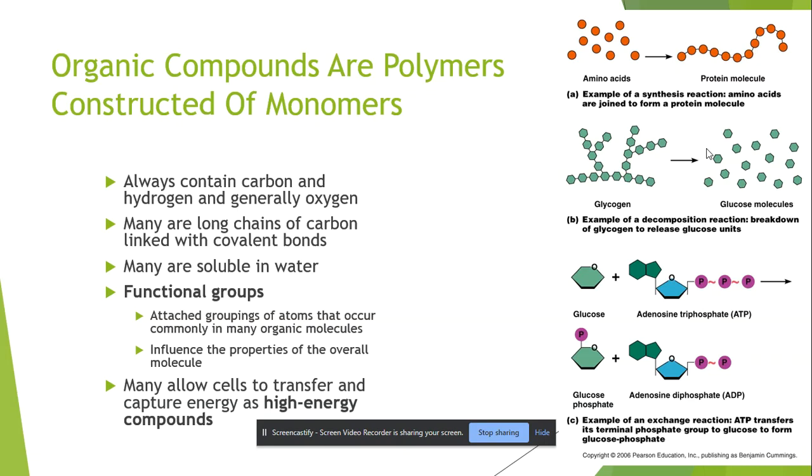Functional groups are a large component. These are attached groupings of atoms that occur commonly in these organic molecules and can influence the properties of the overall molecule itself. And many allow cells to transfer and capture energy as high energy compounds. We're going to talk about 2 in particular that are going to be highlighted on your quiz that are directly involved in energy storage and consumption.